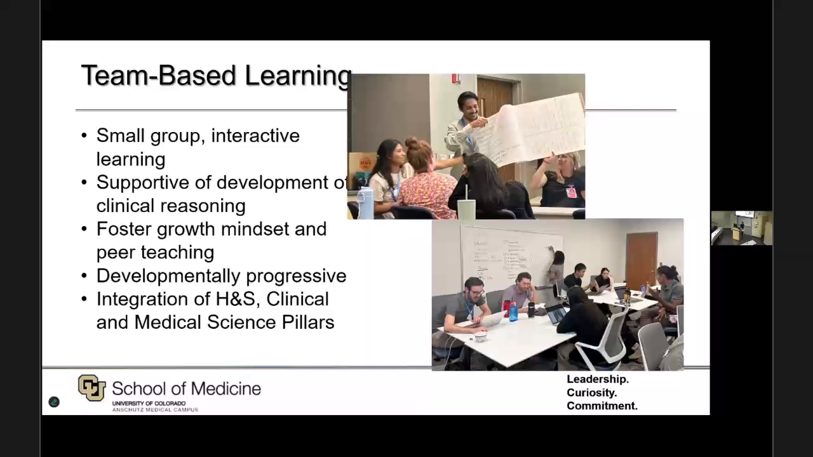The team-based learning is developmentally progressive, meaning the students encounter harder cases as we go through the year. And then learning seminars also integrate some content of health and society. That's sort of social factors of health curriculum that goes across the phases, and also integrates clinical and medical science pillars, such as pathology and pharmacology, into the team-based learning sessions. So it's a pretty cool way of learning, and I hope that many of you will have the opportunity to teach or participate in this. And if you're interested in learning more about that, our 4 to 5 o'clock session today will be all about team-based learning.